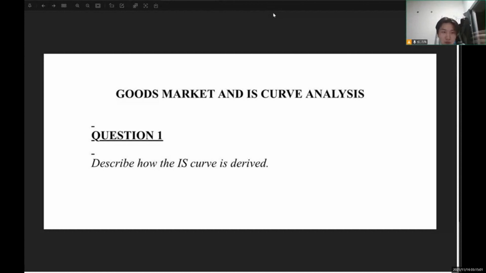Question 1 is the IS curve. The IS curve is derived from the fundamental equilibrium condition of the goods market, where aggregate output, denoted as Y, must equal aggregate demand, which in a closed economy comprises consumption C, investment I, and government spending G. This relationship is formalized as Y equals C plus I plus G.